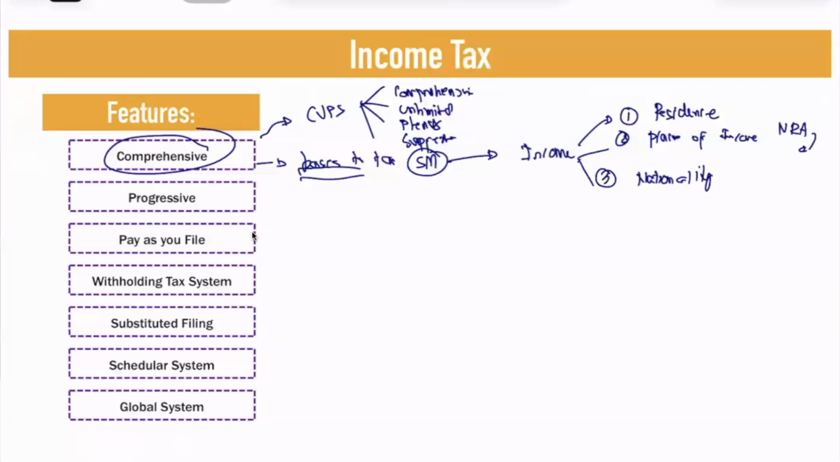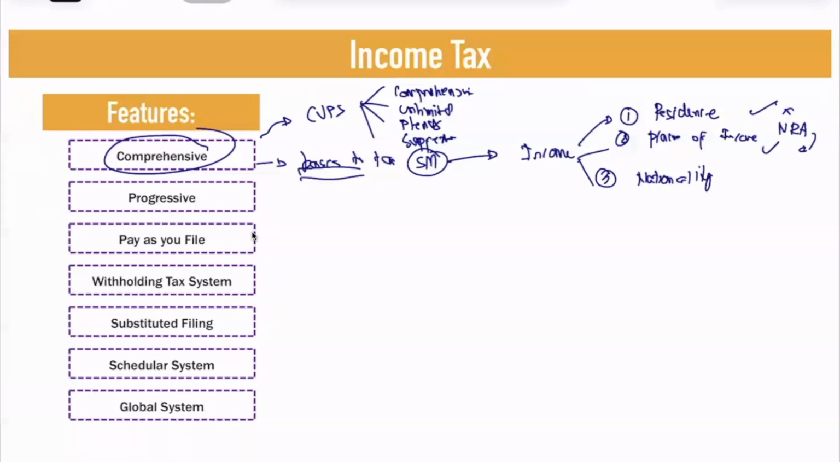Why? Even if it does not meet this criteria, you can meet the second criteria. If you do not meet the other two criteria, you can meet the third criteria. As long as you are in any of those bases to tax you for income, then you are subject to income tax. That's why we say income tax is comprehensive.